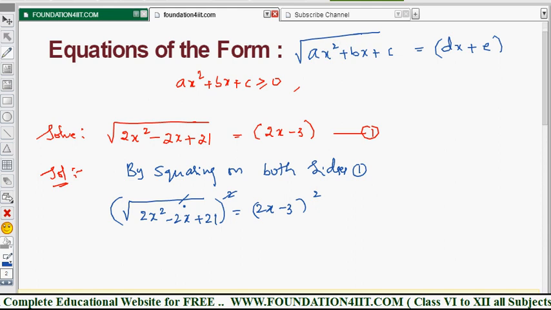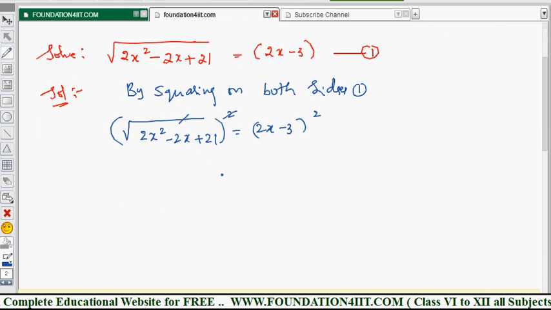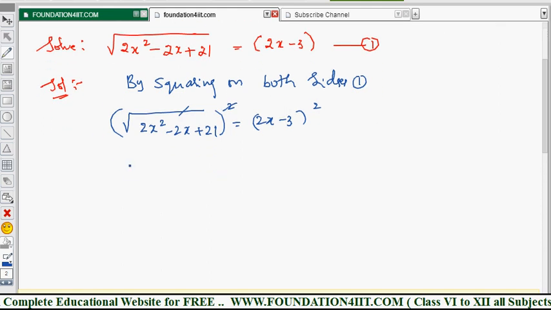On the left side, the square and square root cancel. The remaining is 2x square minus 2x plus 21. On the right side, apply the a minus b whole square formula: that is 4x square plus 9, a square plus b square, minus 2ab. So 2 into 2 is 4, and 4 into 3 is 12, so 12x. Now take all the terms to one side and simplify.